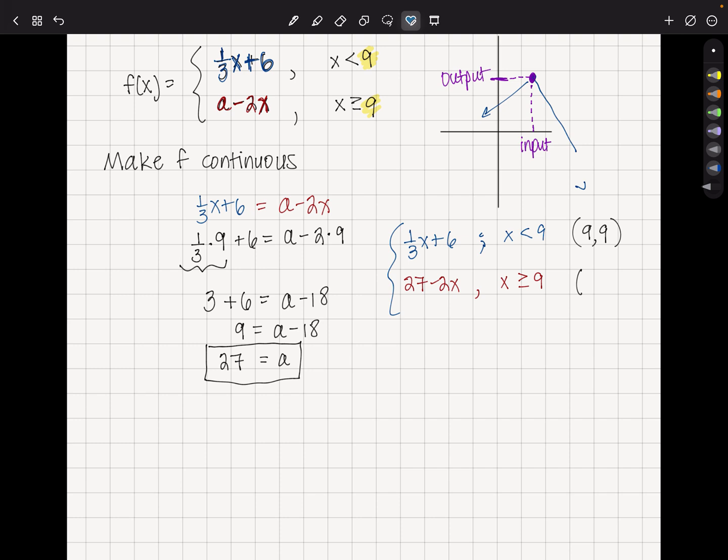When I put a 9 into this next function, I'm hoping that this is going to be the same exact ordered pair. This way, where one ends, the other one begins. One's going to have an open circle, one's going to have a closed circle, and that closed circle is going to fill in the open circle, just like I drew up here. When I put that 9 in here, I end up with 27 minus 2 times 9, 27 minus 18, and I get 9. So that was a check right here.